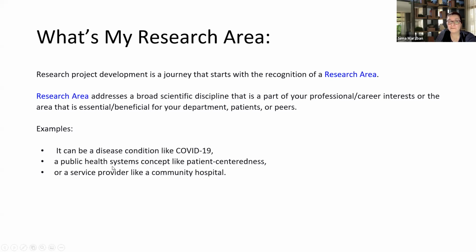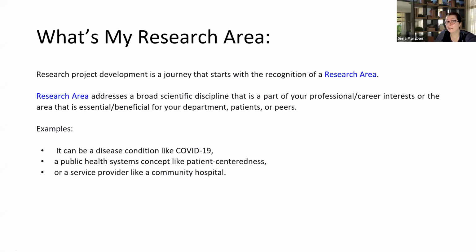You want to be focused on a systems concept, on a public health concept, like patient education, like community intervention, like patient-centeredness, like patient safety. Some of you might be interested in quality improvement. It can be a research area.